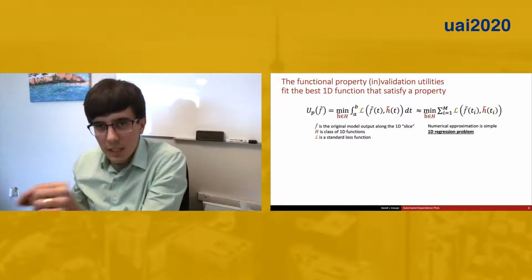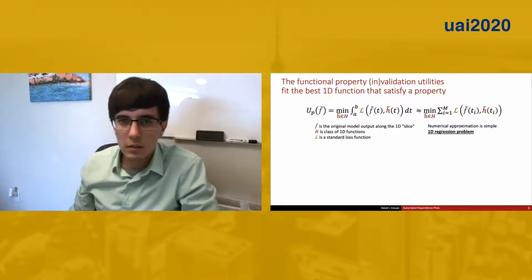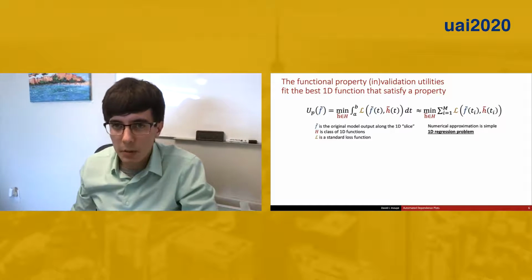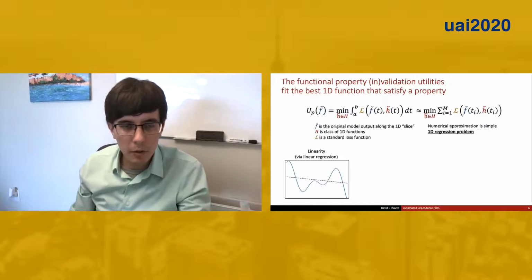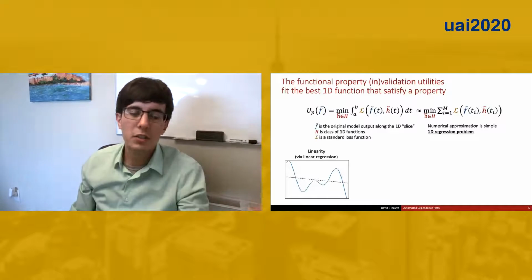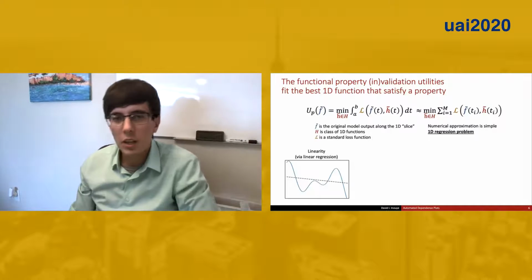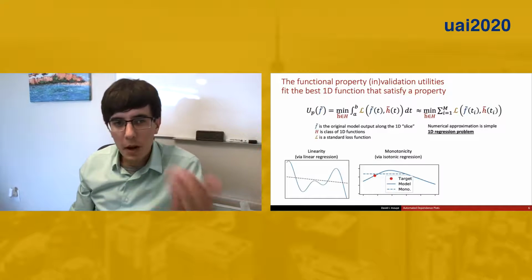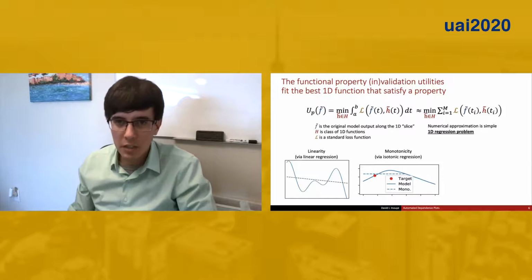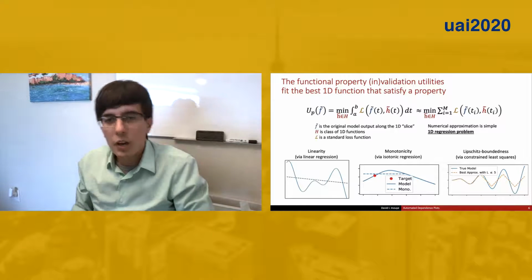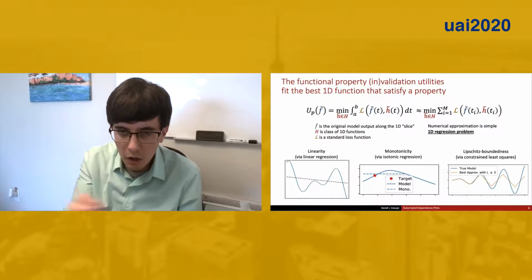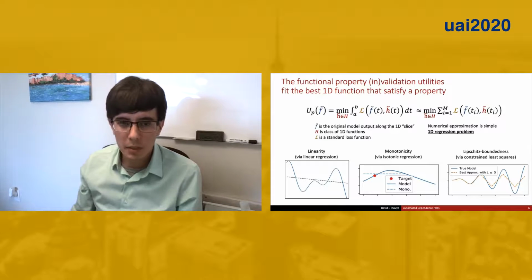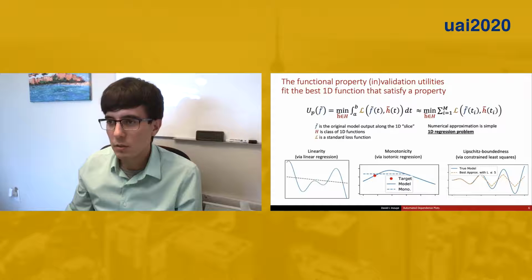If you discretize this over a grid of samples, then this can be simplified essentially to a one-dimensional regression problem. So if, for example, H is the class of linear functions, you can use linear regression to solve this problem. If you care about monotonicity, you can use isotonic regression. And if you care about something like Lipschitz boundedness, you can use constrained least squares. Again, these are all 1D regression problems to understand these one-dimensional line plots.